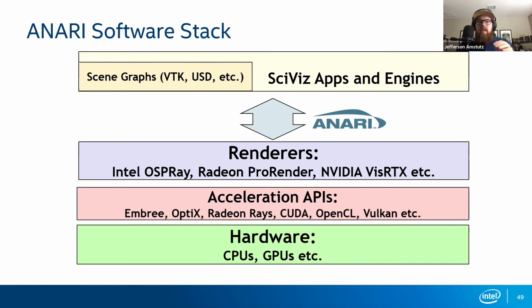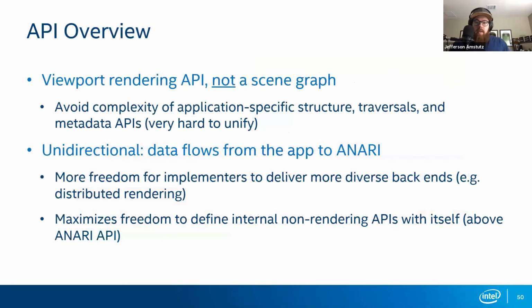But Anari is trying to not take on the entire scene graph problem, which deals with file IO, structural updates, metadata custom to a domain, all kinds of different concerns. We're trying to let that be domain specific, but once you boil down to wanting to render an image, that generally looks the same. That's what we're trying to commoditize. So succinctly, this ends up being a viewport rendering API. So not a scene graph. There's so much application specific, domain specific libraries and tools out there that exist, and standardizing on all of those is really ambitious and difficult.